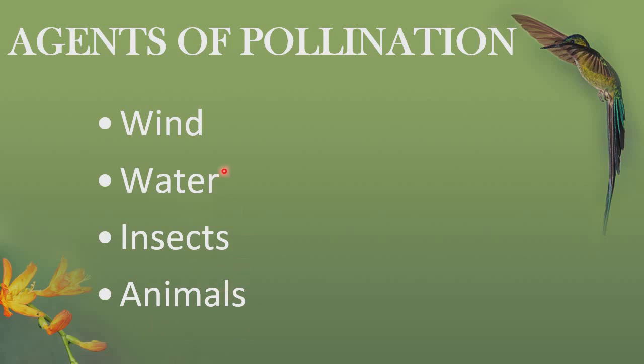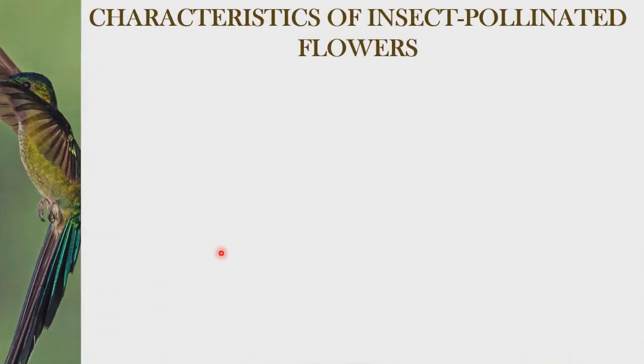Out of all these agents of pollination, the most common pollinators are always the wind and the insects. We'll be considering these two in our study, the wind and the insect. Let's look at characteristics of insect pollinated flowers. Insects visit flowers not to pollinate them, but the major reason is that they go there to obtain nectar and pollen as their food.